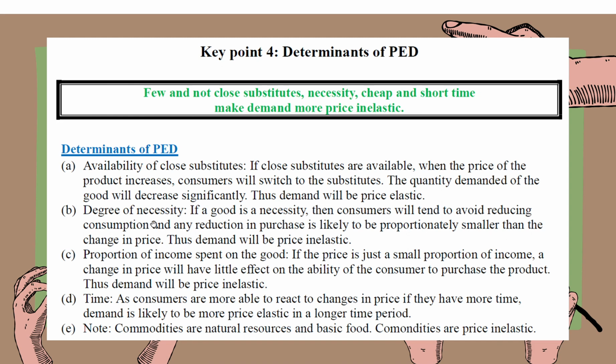Degree of necessity. If it is a necessity, people don't change demand much, right? So it is price inelastic. Proportion of income: if the proportion of income spent on the good is high, wow, I spend a lot on that thing, and you have a price rise, oh, I can't do it, so I spend less on it. So if the proportion of income is high, it will be price elastic. If the proportion of income on that good is low, I don't mind, I just pay 1% more. It's okay. So it will be price inelastic.